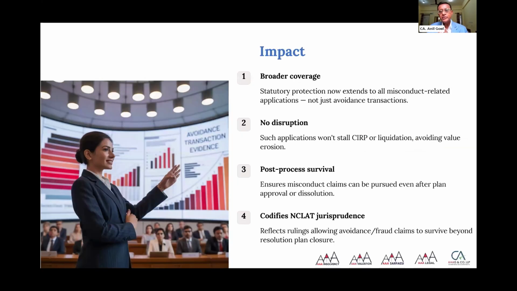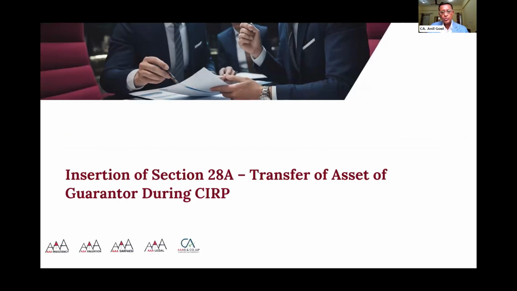So that is the impact of this amendment: broader coverage, no disruption to these proceedings, post-process survival, and again, NCLAT judgments or Supreme Court judgments are brought into the Code. That's what it is. So, Ankit, is there anything that you would like to add, or any question that we need to take up?